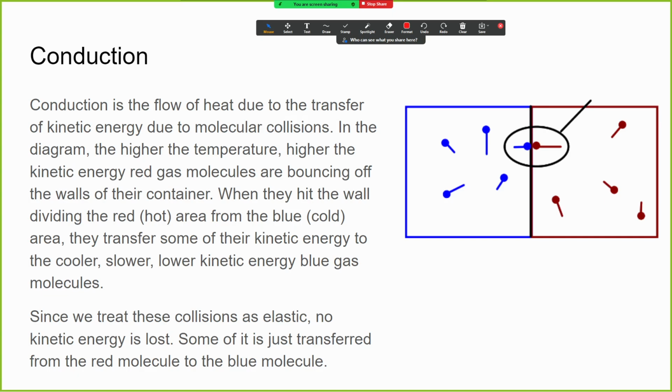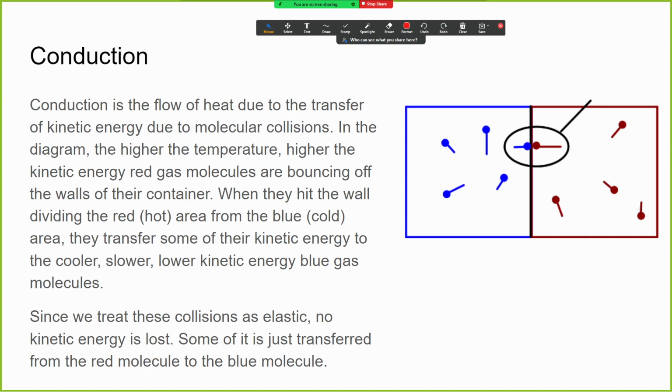When they hit the wall of the divider there between the red and the blue, which represent hot and cold respectively, they're going to transfer some of their kinetic energy to the cooler, slower, and lower kinetic energy blue gas molecules. So, as you remember from kinetic theory, we treat these collisions as elastic, so there is no loss in kinetic energy. Some of it just gets transferred from the red molecule to the blue molecule.